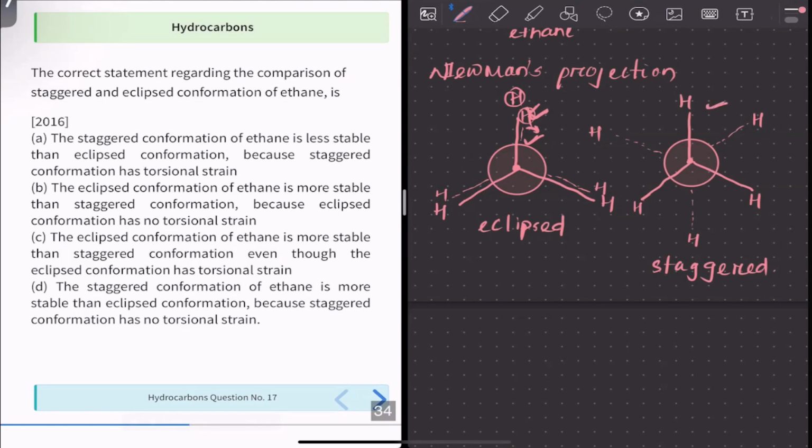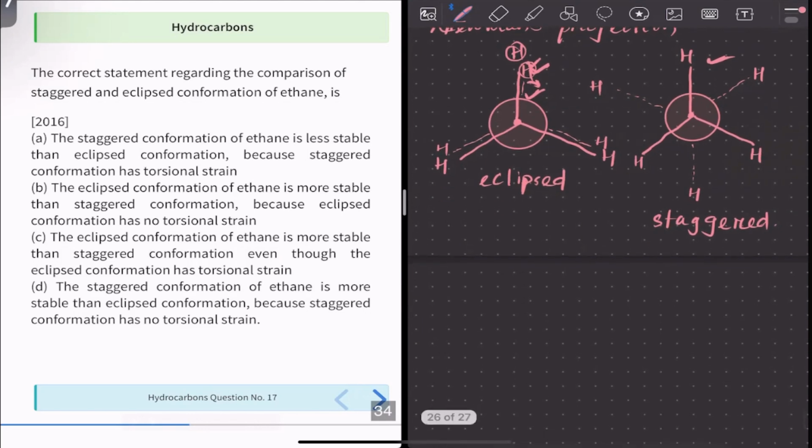But in this formation, the hydrogen atoms are very far away, 180 degrees away, so they will face the minimum force of repulsion. There will be the minimum torsional strain, so this staggered form will be relatively stable. So the reason for stability or instability is torsional strain. Let's read the question options.